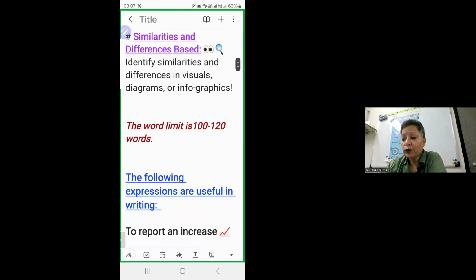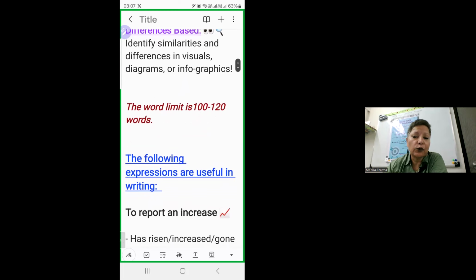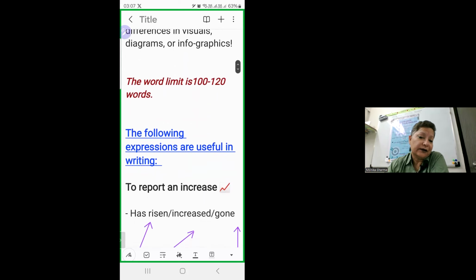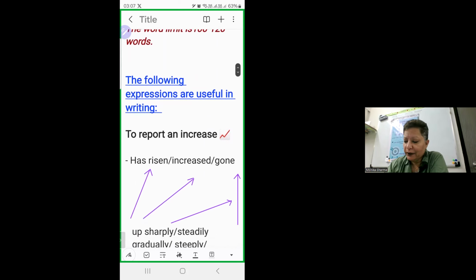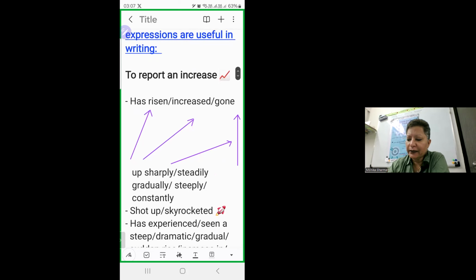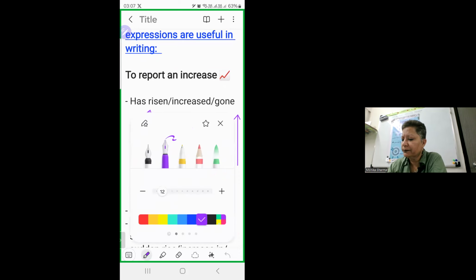Now, how do you bring about similarities? How do you bring about differences? How do you report an increase? What are the kind of words that will make your writing skill look better? See, if in the line graph you have an increase which is being shown up like this, I'm just going to show it to you. Let me use a red pen here.